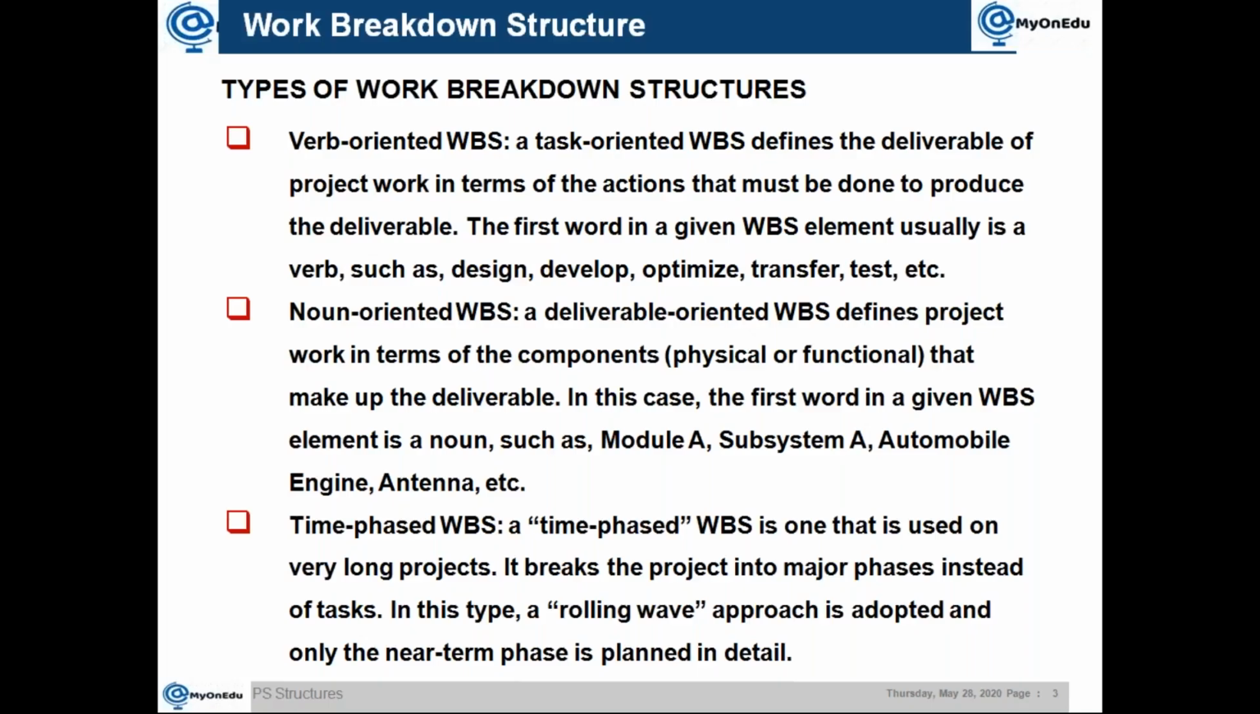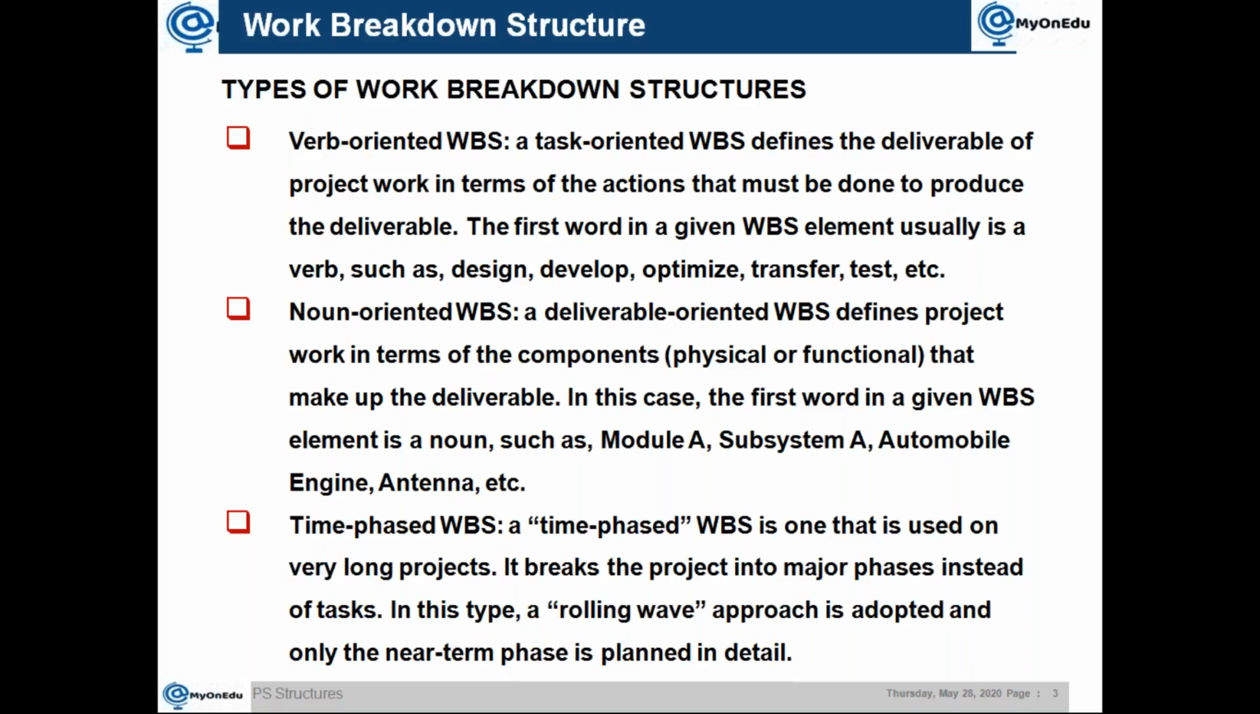There are different types of WBS used. Sometimes we call it a verb-oriented WBS, for example a task-oriented deliverable in terms of action, like design, develop, optimize, transfer, test. For example, we call it deploy, develop, explore. This is a different way, where we are giving the name with certain verbs.